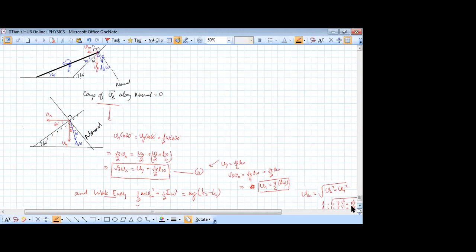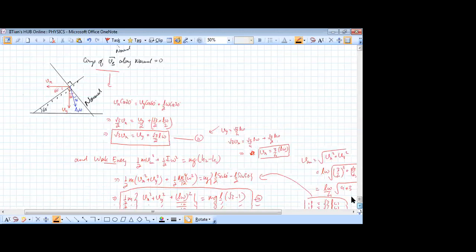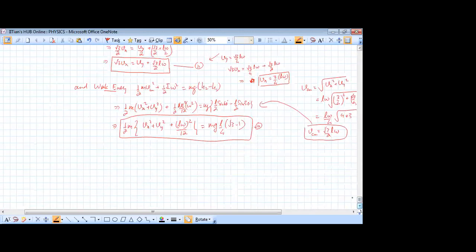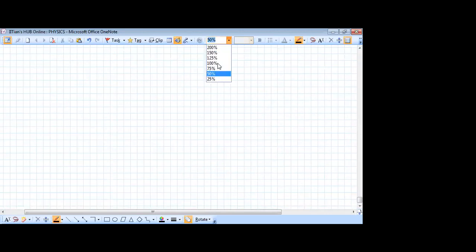Okay, so since I have a little less time left, I just want to go over the concept of instantaneous axis of rotation once first.